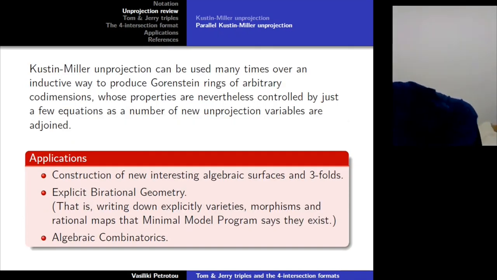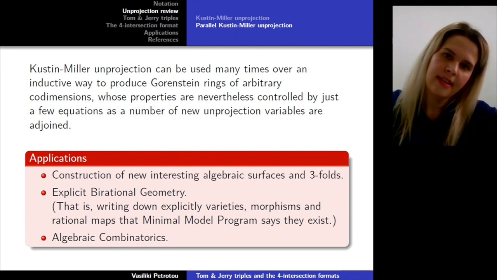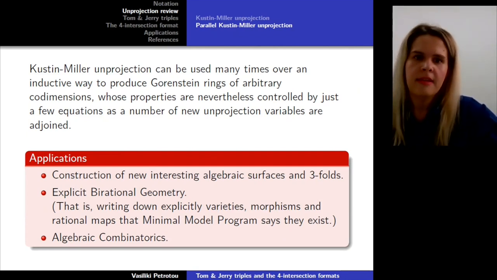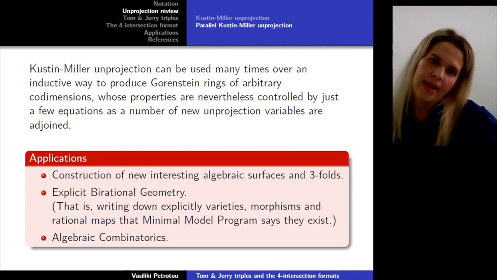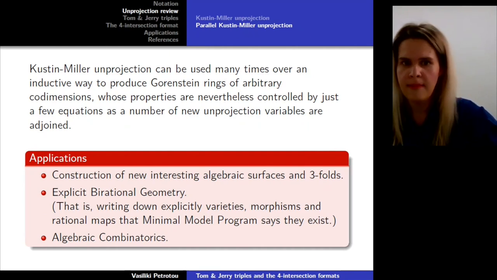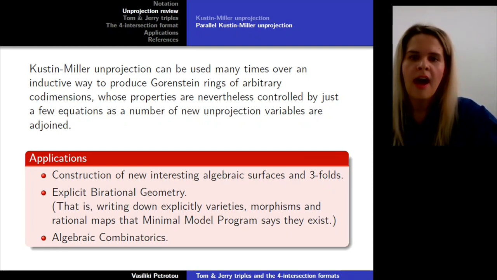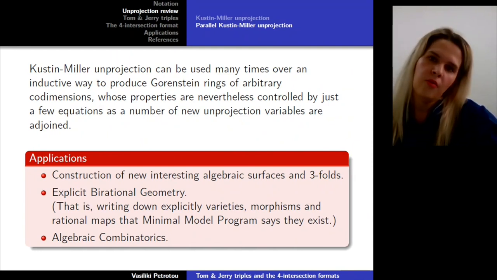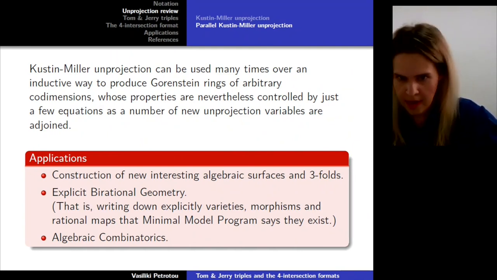Kustin-Miller projection is intended for serial use. This means that it can be used many times over in an inductive way to produce Gorenstein rings of arbitrary codimension, whose properties are nevertheless controlled by just a few equations as the numbers of new variables are adjoined. These new variables are called unprojection variables.